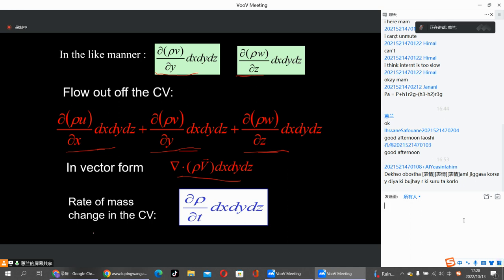We can figure this out, right? Because some in, some out. So inside the CV, the mass will be different. Just now we have given examples, right? So the mass change inside the CV will be rho times its volume and take the time derivative. This will be the mass change rate inside the CV.